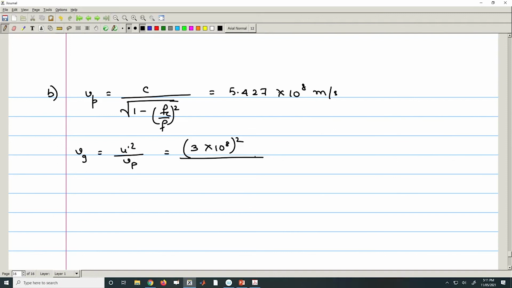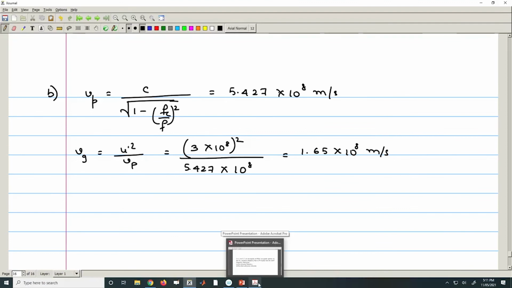So, this is 3 into 10 to the power 8 square upon Vp, which we just now calculated like 5.427 into 10 to the power 8. So, we will get 1.65 into 10 to the power 8 meter per second. Okay. So, phase velocity and group velocity is done. Next question.